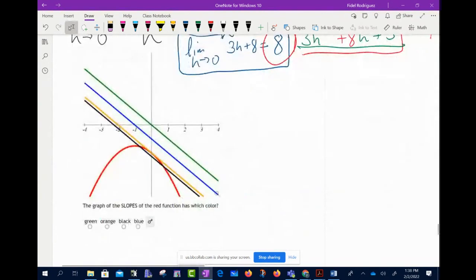Okay. So I hope this is giving you a little bit of a sense that we're almost done, because look, now I'm picking problems from the homework, right? So look what it says. The graph of the slope of the red function has which color? So what we're trying to figure out right now is the slope of the tangent line of the red graph. And then we're going to say which one of those graphs, the black, the yellow, the blue, or the green, is representing the slope of my tangent line of this red. Okay. So let me show you how we can do this.